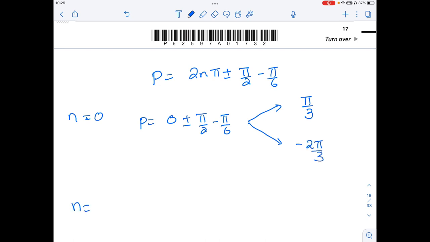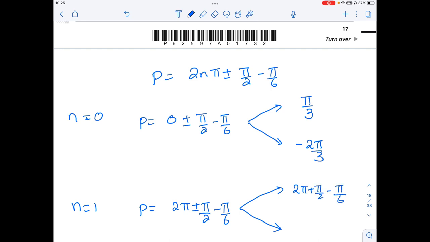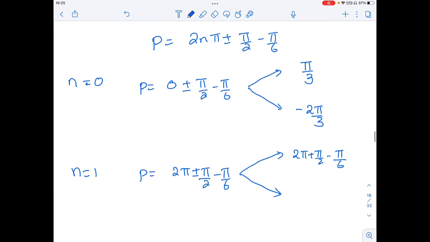Then n equals to 1. So p equals to 2 pi plus or minus pi by 2 minus pi upon 6. This also gives me two values. 360 plus 90 is 450. 450 minus 30 is 420. So what am I going to do? 2 pi plus pi by 2 minus pi by 6. This value is more than 2 pi, so therefore I am not going to take this one.